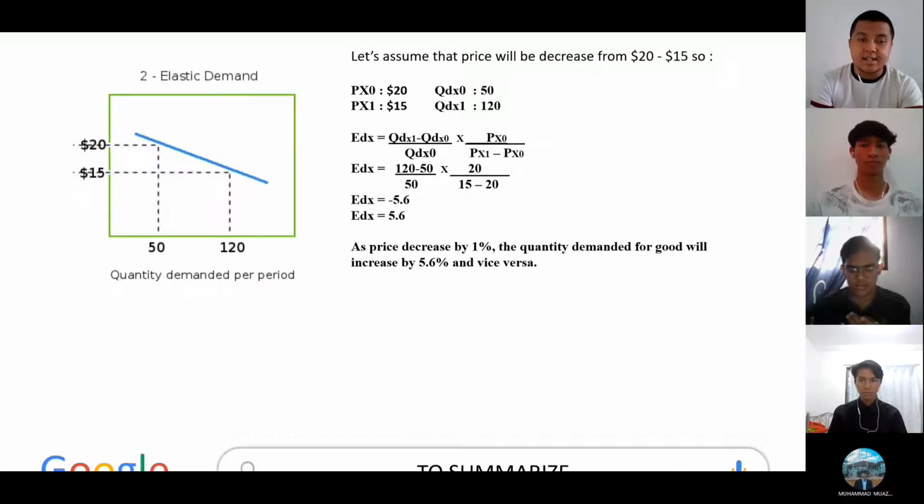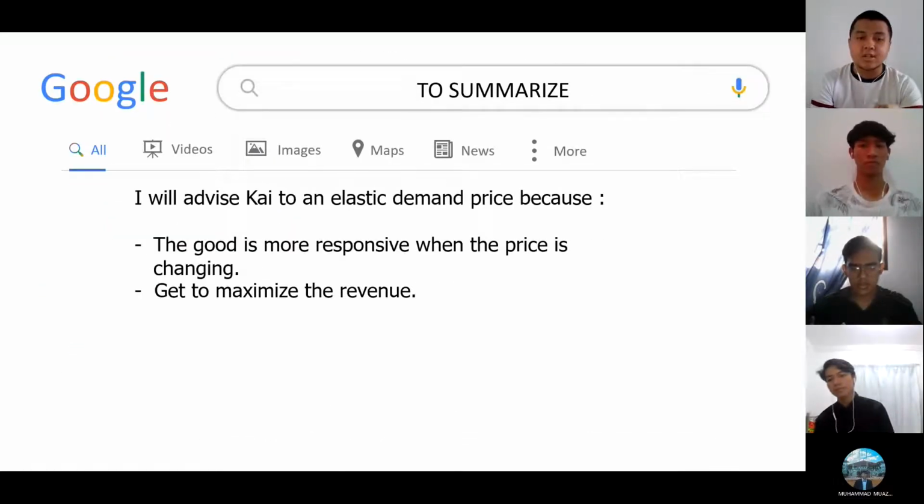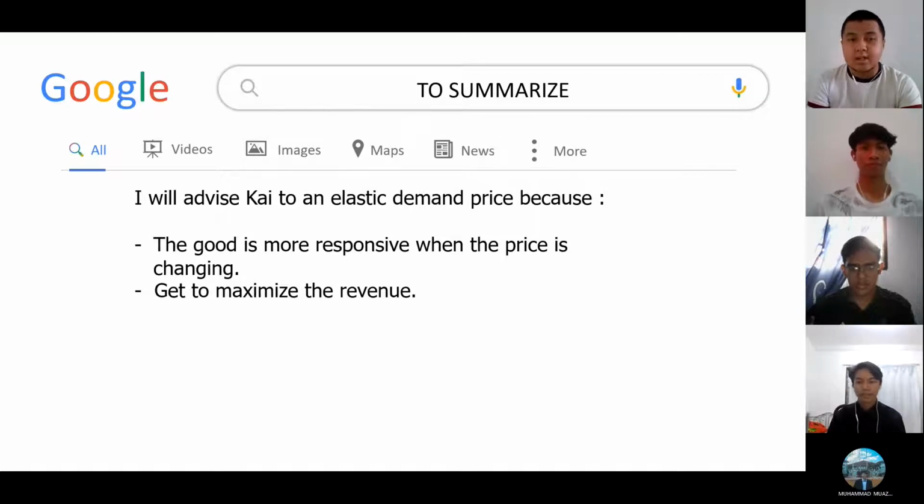And then next slide. Okay, and then we get to maximize the revenue, because for elastic demand, even if the price decreases a little bit, the quantity demanded increases very much. So people will buy more, and if people buy more, the sales are going to increase. So the manager is going to increase revenue for the company. So that's all for me. And next slide.